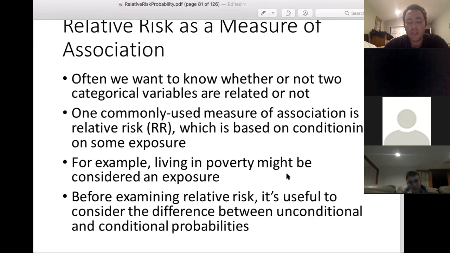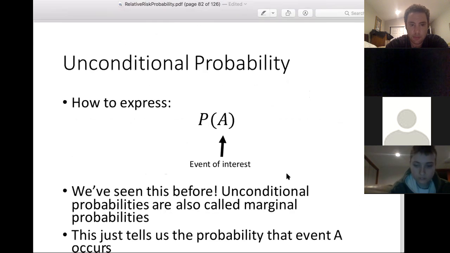But we could also use it within the humanities, and we can use it to look at something like poverty. Poverty would be the exposure, and let's say health insurance would be the outcome. So if you have a relative risk of 2 for that, we could say those who are poor might be twice as likely not to have health insurance than those who are not poor. That's an example of a relative risk.